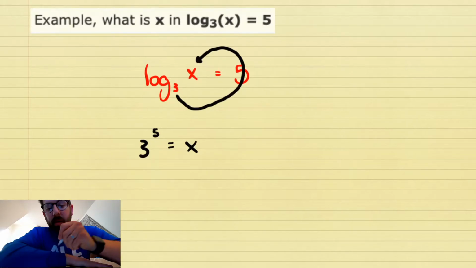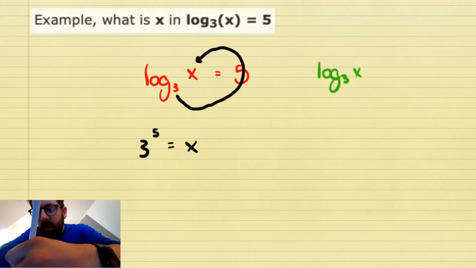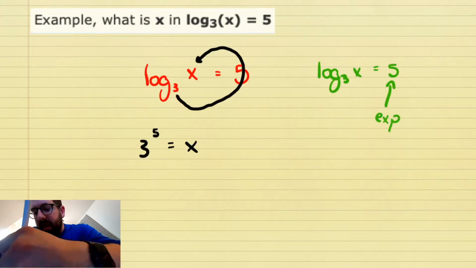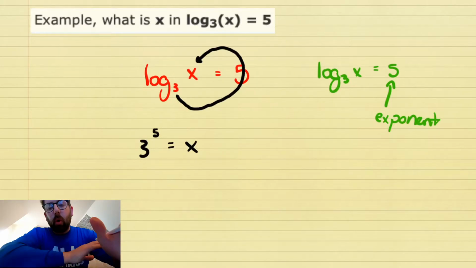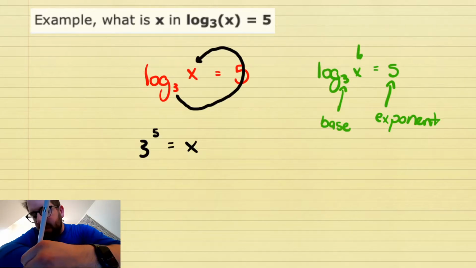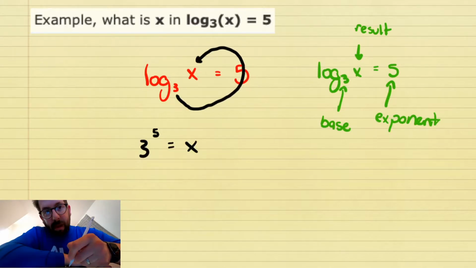So this is the part I want you to think about. This is the part that most people just have never been taught, what a logarithm actually stands for. Log base 3 of x is equal to 5. The 5 is the exponent. A logarithm is always equal to the exponent you're putting on the base. Again, this is the base, and this is the result of that. So if you go back to the vocab words I was using earlier, 3 to the 5th power: 3 is my base, the 5 is the exponent, the x is the result. 3 to the 5th is 3 times 3 times 3 times 3 times 3. That's what it stands for.